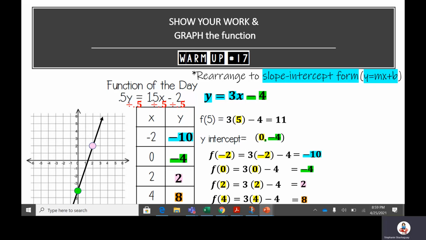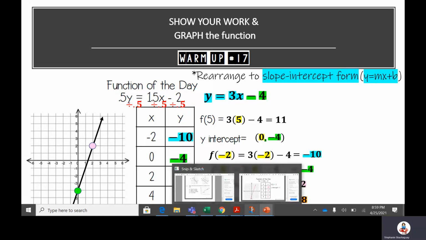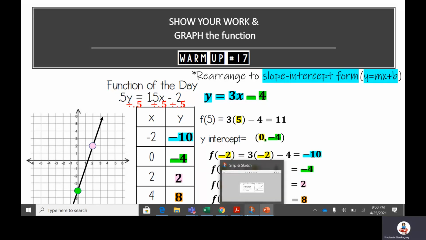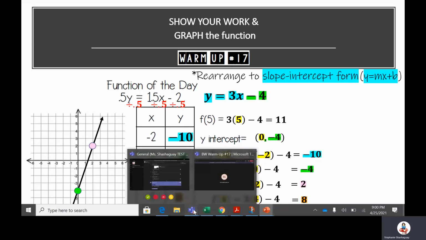All right, that's it for warm-up number 17. Make sure you take the notes, graph your function, and turn in your work at the end of the week.